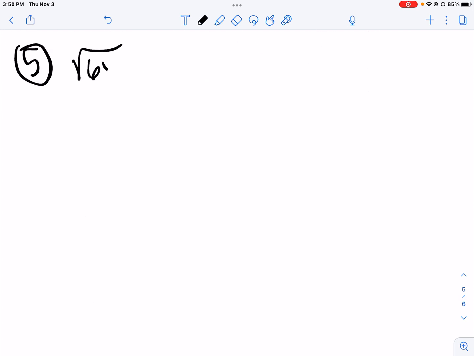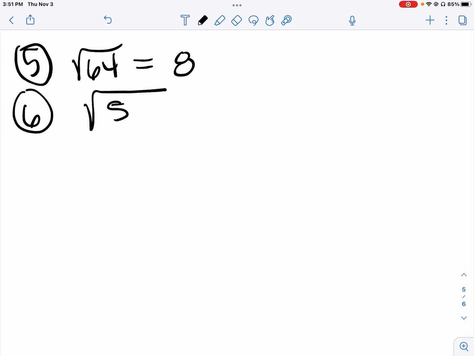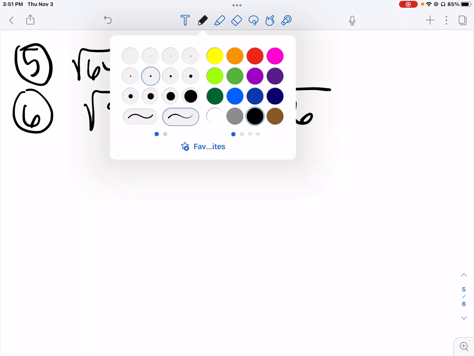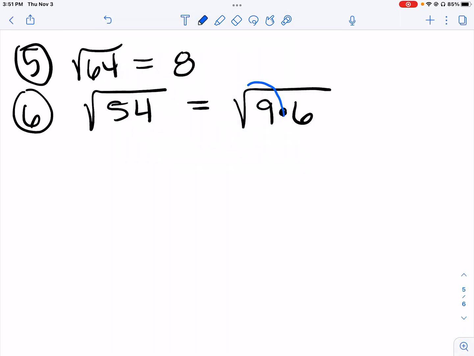Okay, the square root means what times itself. 8 times 8 is 64, so that square root is 8. Now, 54 doesn't equal a nice square root, but it does have 9 times 6 equals 54. And what does that do? We can take the square root of 9, which equals 3, but the square root of 6 stays inside.